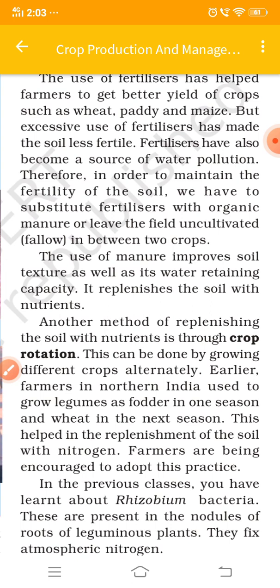Now see, as I give you the example, for example, I have my own land. I am growing cotton for 12-13 years. So only cotton is grown. Farmers should grow other crops as well, not only one crop. Growing other crops according to their seasons is known as crop rotation.